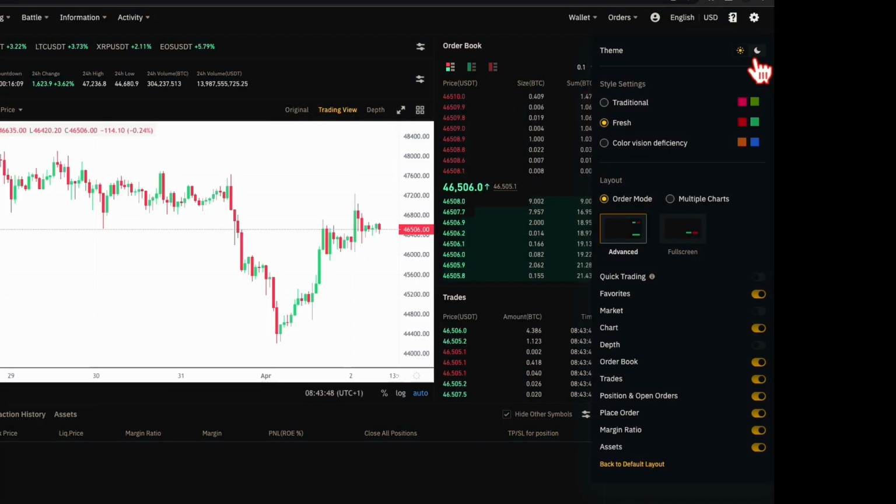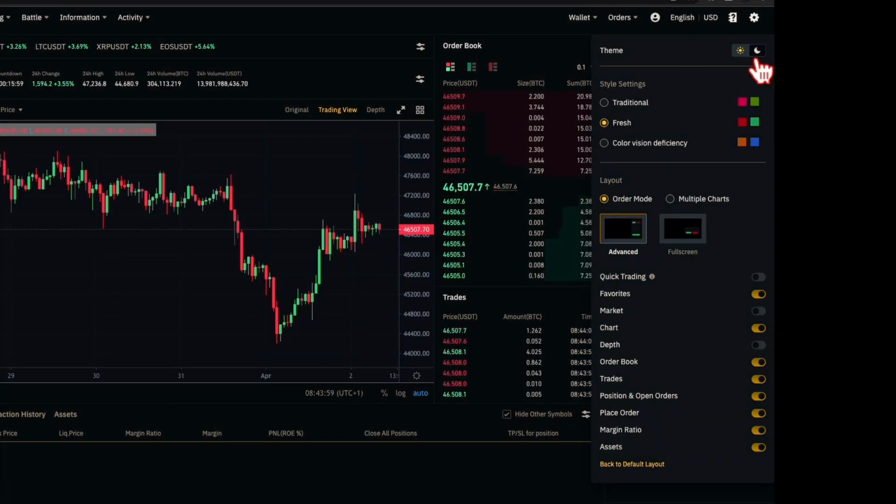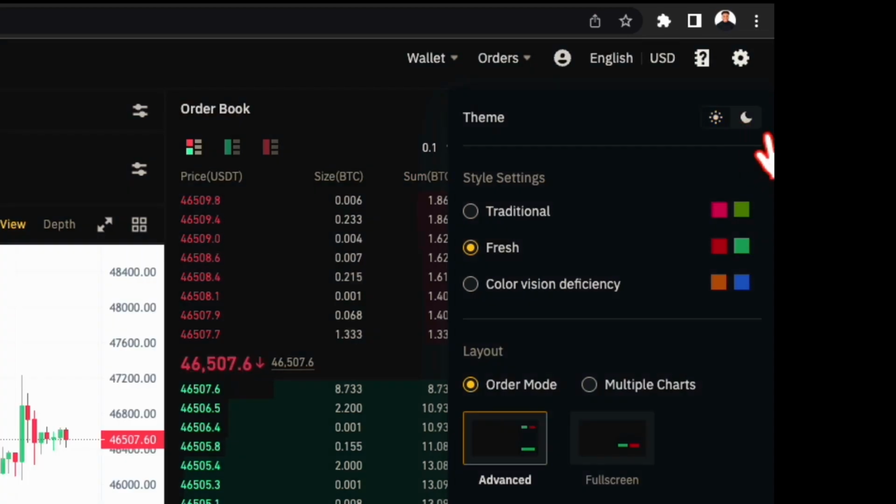So here you can change it from light mode to dark mode. So this is for you to change it to light mode and dark mode. So this is for light, this is for dark mode.